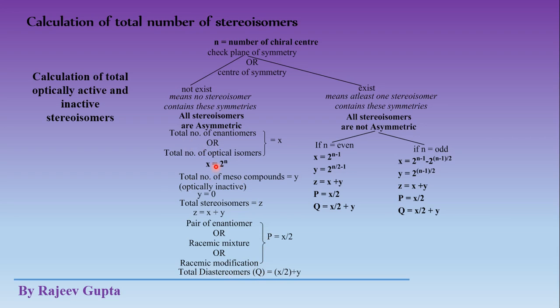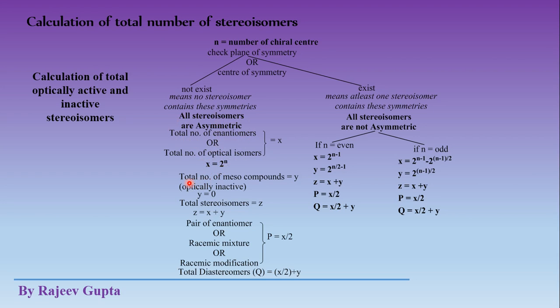Now see, the total number of enantiomers here will be equal to 2 to the power n, where n is the total number of chiral centers in that molecule. It is a very simple formula, just take 2 to the power n. This equals the total number of enantiomers or total number of optically active isomers, because as we said, all the stereoisomers will be asymmetric or chiral, so all of these will be optically active isomers. So this is 2 to the power n.